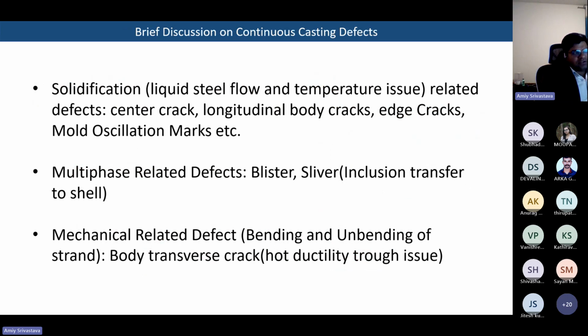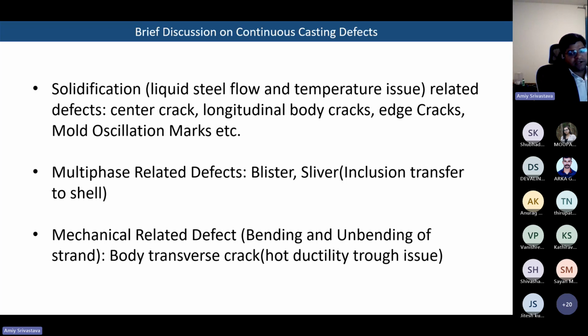But when we are doing this casting process, a lot of problems can occur. And if these problems did not occur, we would not be hired, right? We are hired to solve these problems. What can those problems be? There can be solidification-related defects. What are those defects? They are called center cracks, longitudinal body cracks, edge cracks, and mold oscillation marks. These types of problems are observed by several casting engineers and metallurgists.